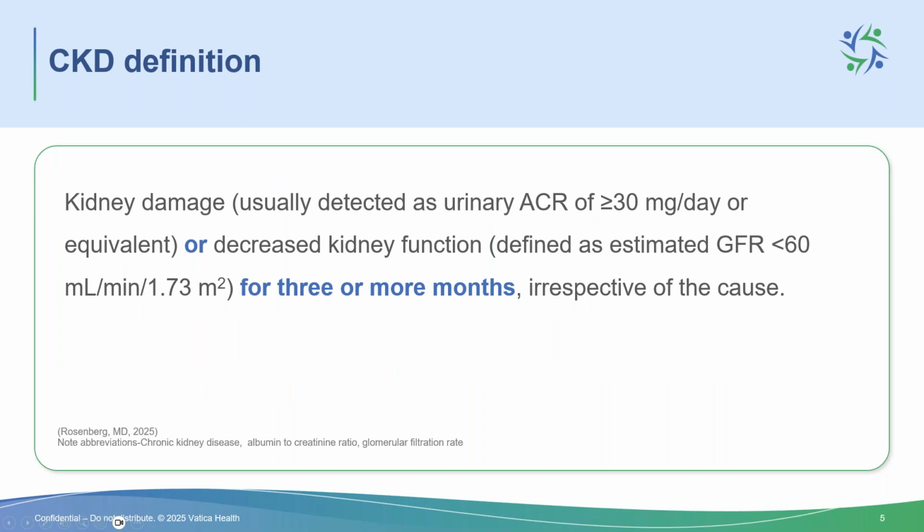So CKD is defined as abnormalities of kidney structure or function, and it's present for greater than 3 months. And this time frame of 3 months is really important to help differentiate chronic disease from acute kidney disease. Usually damage is assessed with the urine albumin to creatinine ratio, so we'll refer to this as the urine ACR, and function by the glomerular filtration rate, or GFR. There's also some other kidney damage markers, and we'll look at these later, but this is irrespective of cause, and there are many causes.